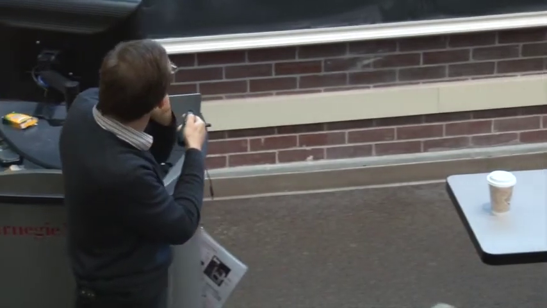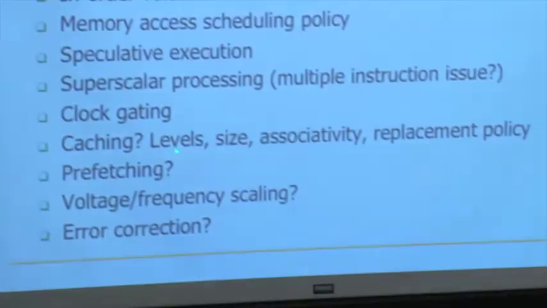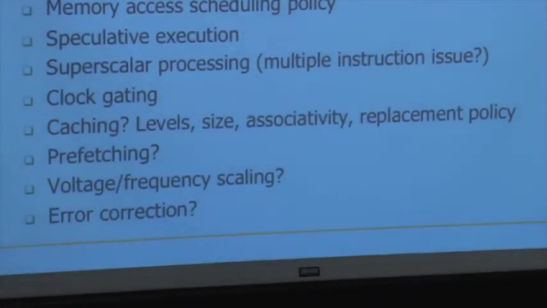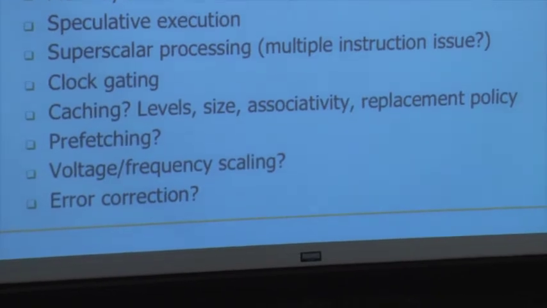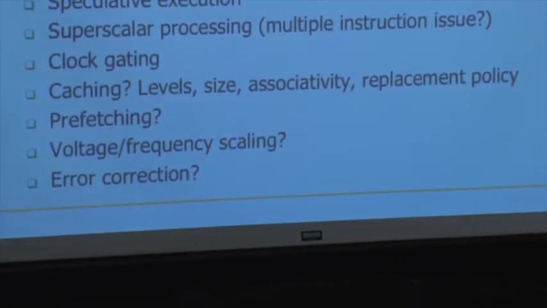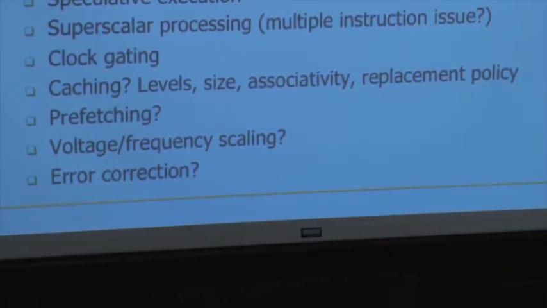Right? Caching. We'll cover caches a lot in this course. How many levels you have, what is the size of the cache, what is the associativity, what is the replacement policy, are these exposed to the programmer? Normally not. Now, can you do better if you expose them? Yes, you could do better.